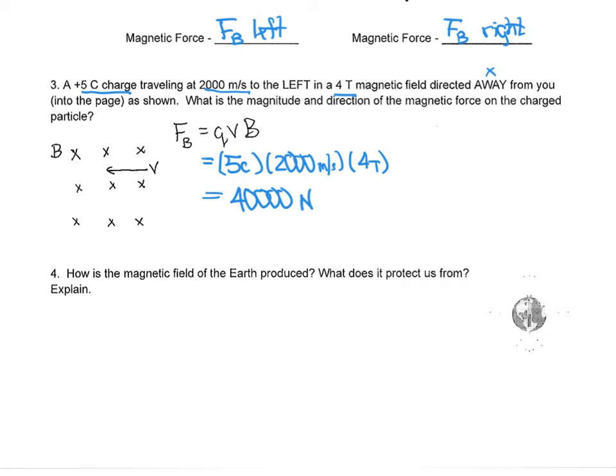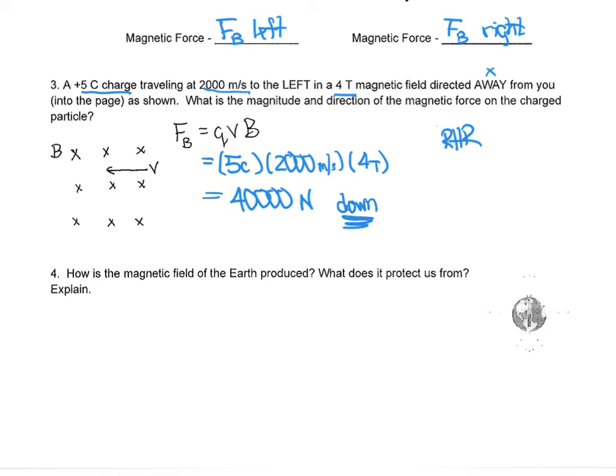Well, again, I have to do right-hand rule to figure out the direction, like we just did above. So the velocity is to the left. Magnetic field is away from me, so that means our magnetic force is going to be down, right? Velocity, magnetic field, force is down. Correct. So this is going to be downward. Got it. Perfect.